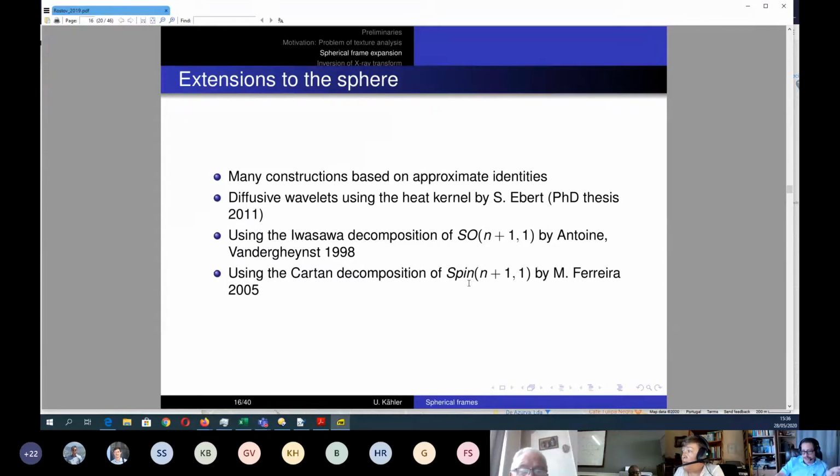need to decompose. For decomposition, either you use the Iwasawa decomposition and factorize the compact subgroup, or you take the Cartan decomposition and factorize the compact. Both are possible, both lead to different works, and both are done. One is the classic work of Antoine van der Gijns, the other one is done by Milton Ferreira, a former PhD student. And that's basically what we discuss here.